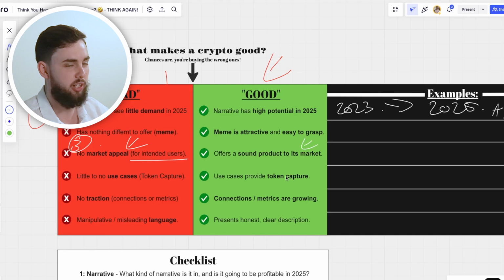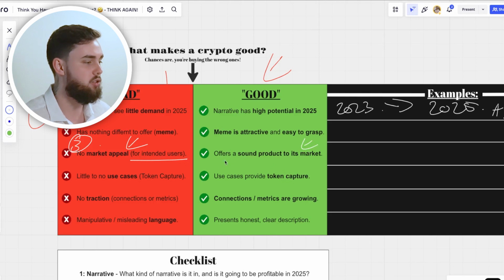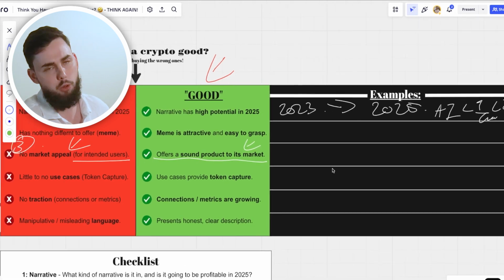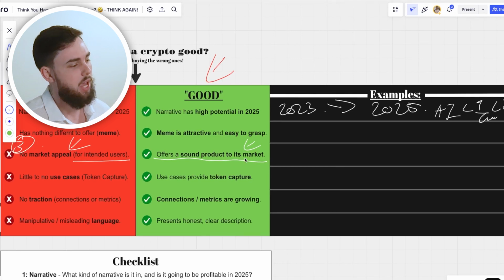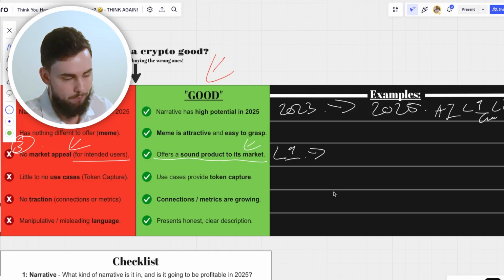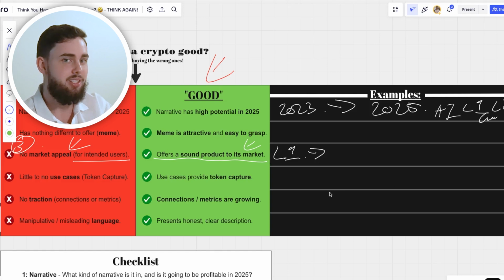So obviously a good project is the converse of that, right? It offers a sound product to its market. So what do you mean by this, Kyron? What do you mean by have a sound product for its intended market? Well, if it is a layer 1, right, we'll start with this. If it's a layer 1 protocol, its intended market isn't end users.